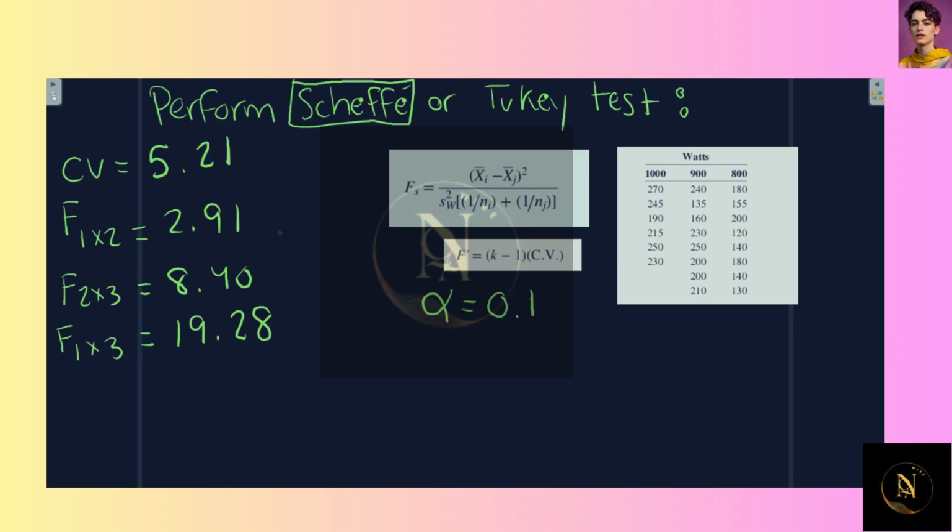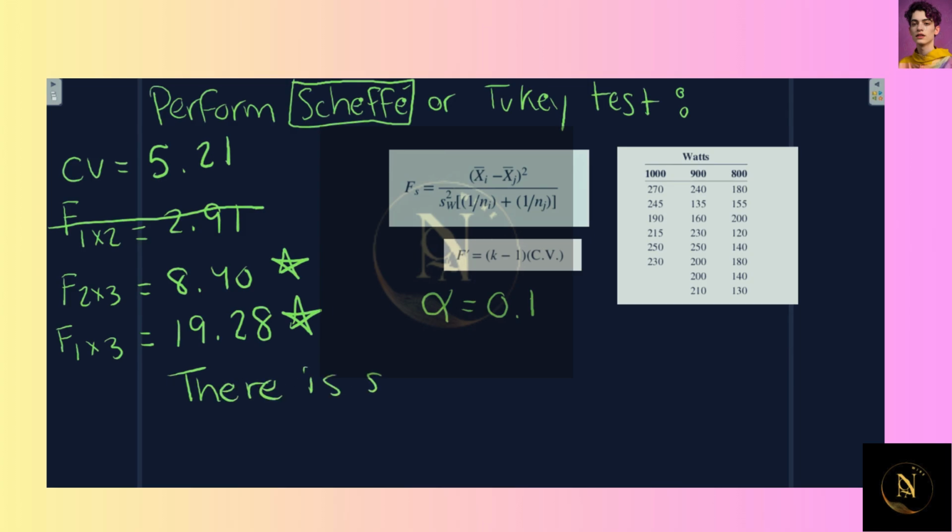To decide whether we have a significant pair or not, we're going to take the test statistic of that pair, and if it is larger than our critical value, then we can reject our null hypothesis. That means the pair will be significant. So is 2.91 larger than 5.21? No. Is 8.40? Yes. Is 19.28? Yes. So we have two significant pairs at the 0.1 alpha level. Let's summarize our result.